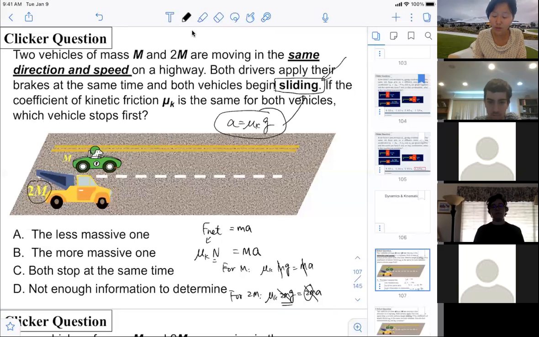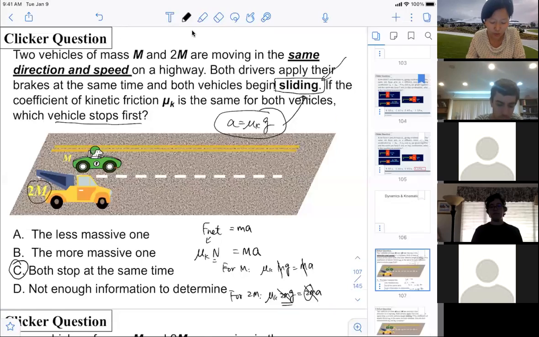Okay, that is under the assumption they are sliding. In real life, it's not quite that, so you definitely need a longer distance for a bigger truck. As far as this one, yes. If they have the same acceleration, it takes them the same amount of time to stop. So they both stop at the same time.